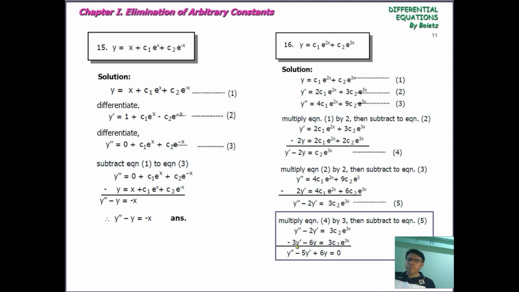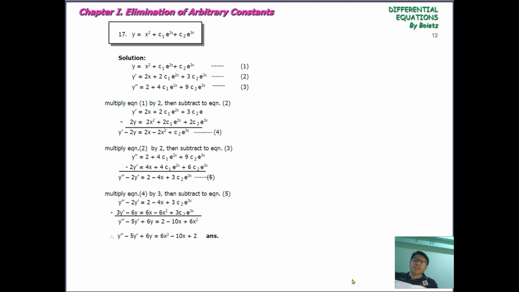Nangyayari, y double prime minus y double prime, by the way, ito magsasama itong dalawa, magiging negative 5y prime, tapos ito magiging plus na siya, 6y equals 0. Dito, makakancel 0. So, na-eliminate na rito arbitrary constant, and this will be your final answer. Y double prime minus 5y prime plus 6y equals 0.